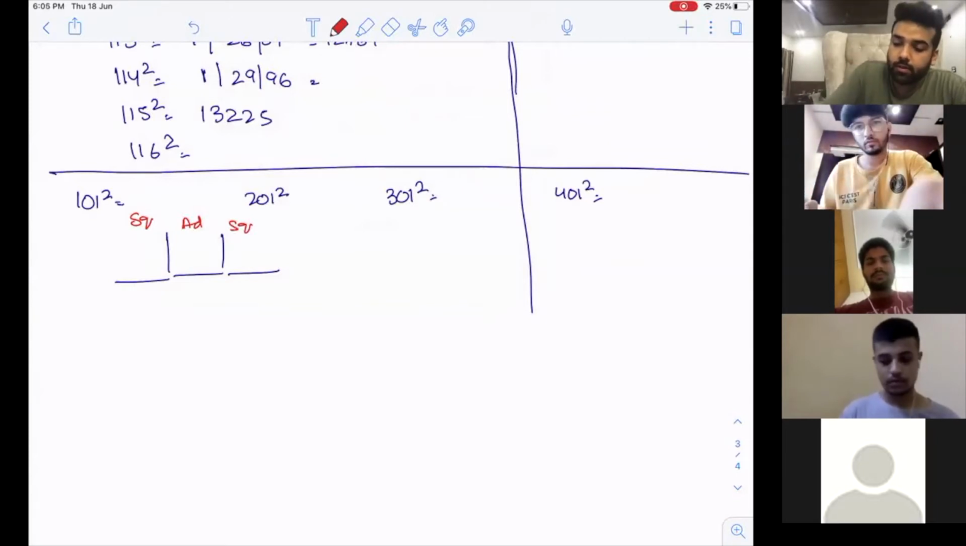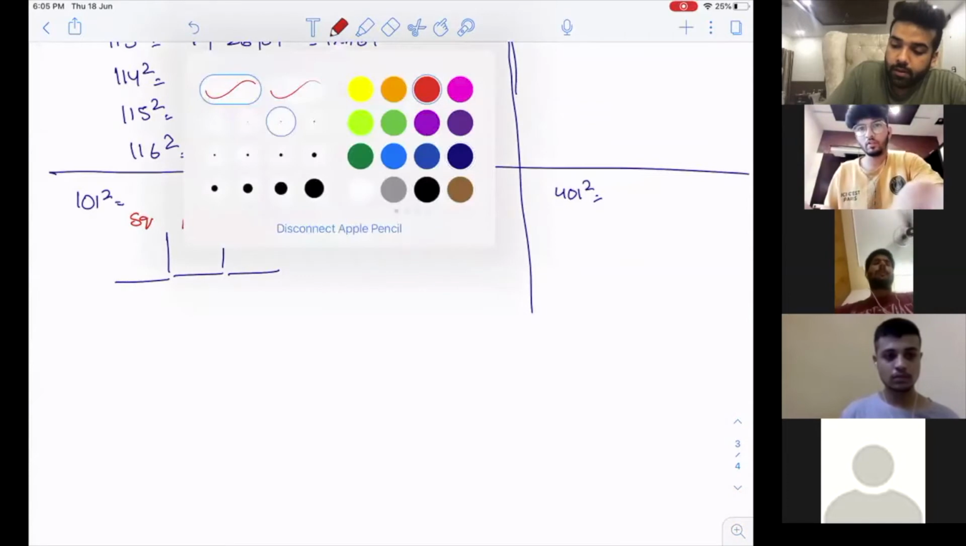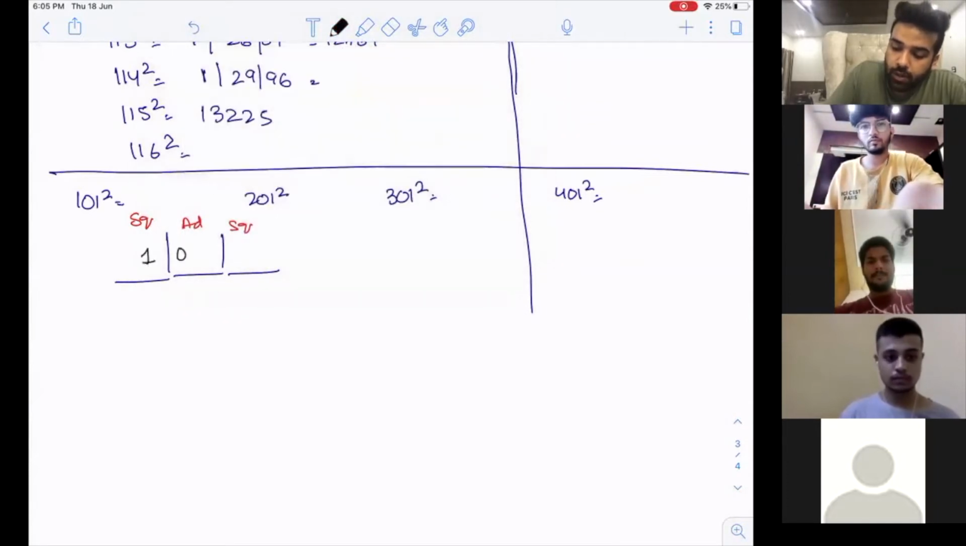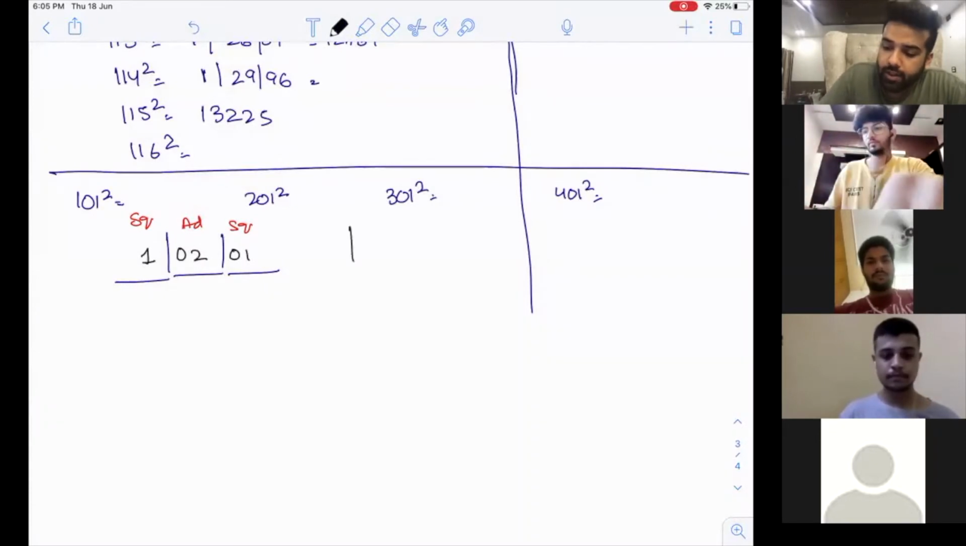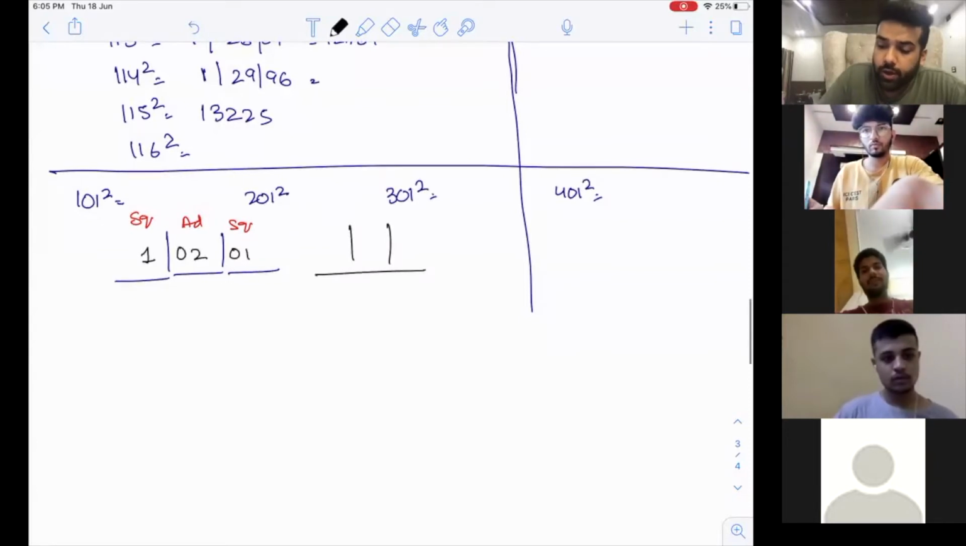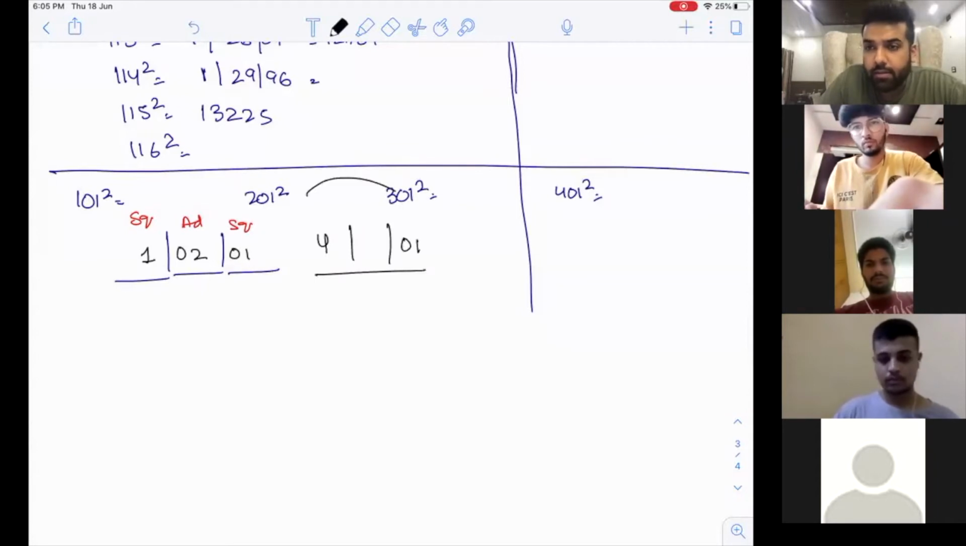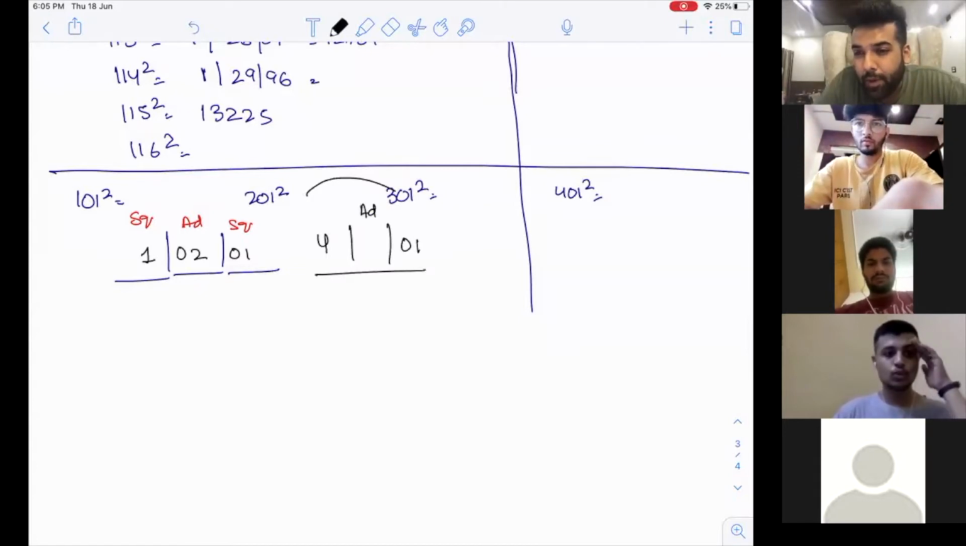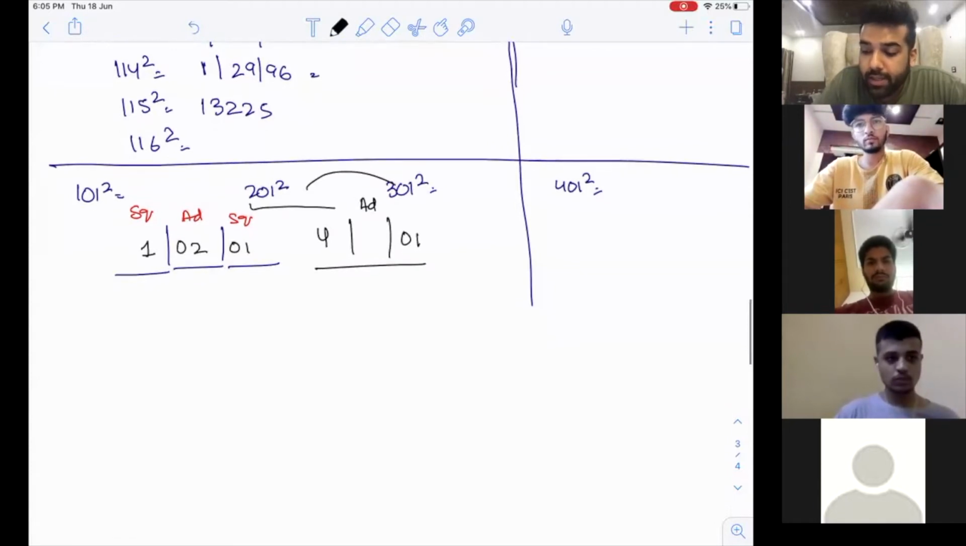What is 1 square? Quickly. 1. Addition, 1 plus 1, 2. 1 square, 1. Yes or no? 201. The same rule, but a slight bit of change. What is 2 square? 4. पीछे वाला भी square same रहेगा. 1 square is 1. Addition will have a change. What is 1 plus 1? 2. 2 into the preceding number. 2 into 2 is what?